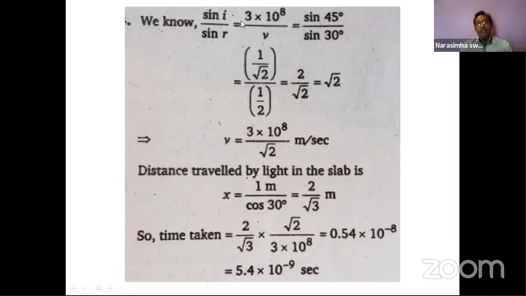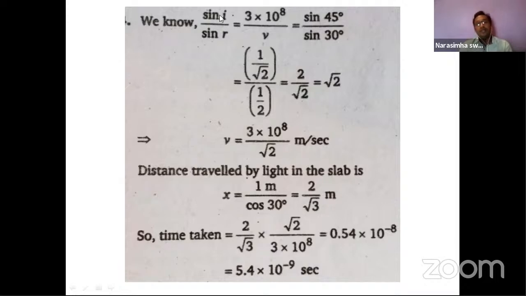So sin i by sin r is equal to the velocity of air by the velocity of the medium, right? This is the refractive index. Sin i by sin r is nothing but the refractive index. And at the very beginning we discussed that refractive index is equal to C by V. Remember or not? So sin i by sin r is nothing but mu is equal to C by V, where C is the velocity of light in air and V is the velocity of light in the medium.